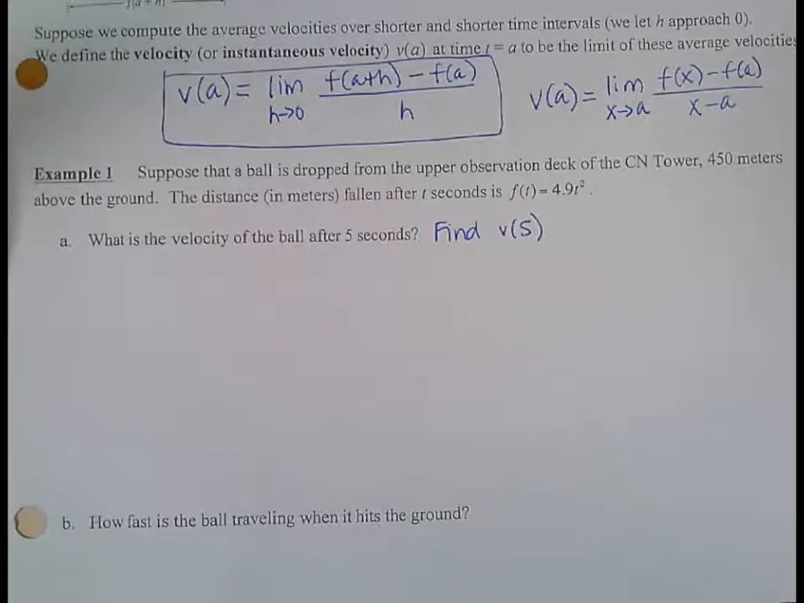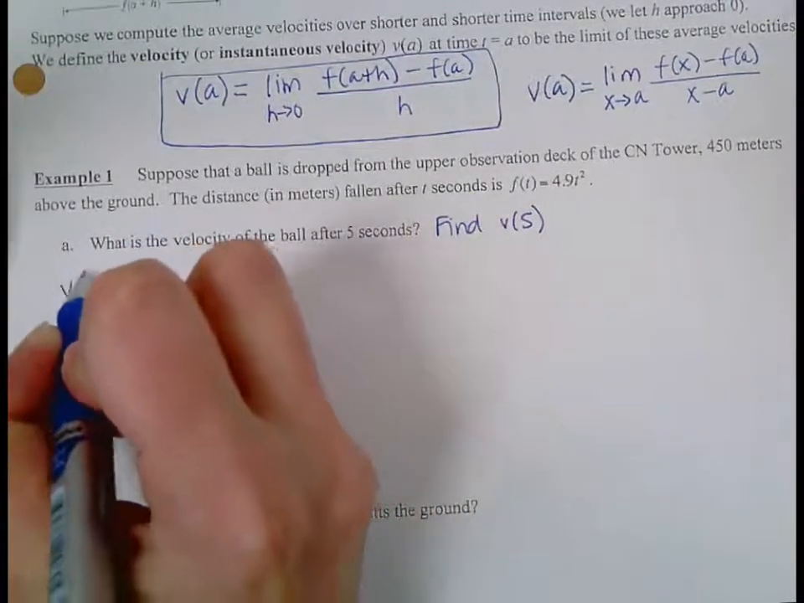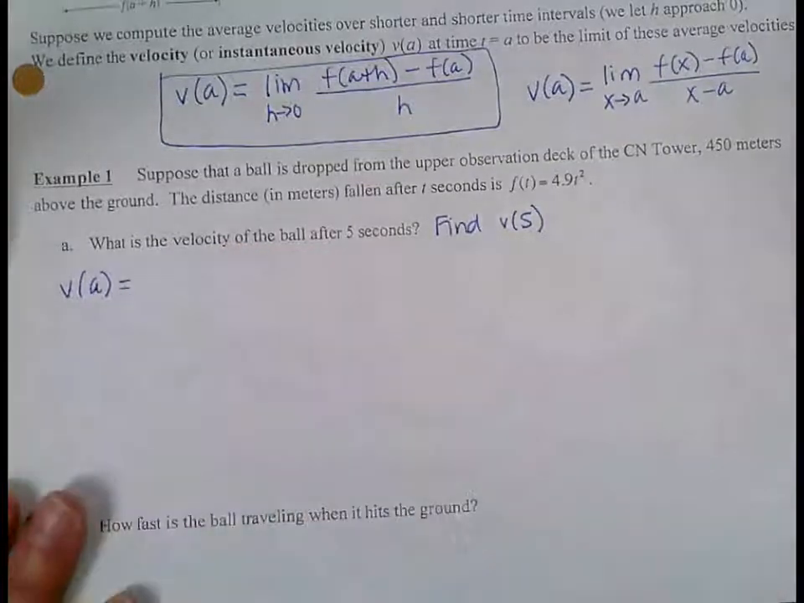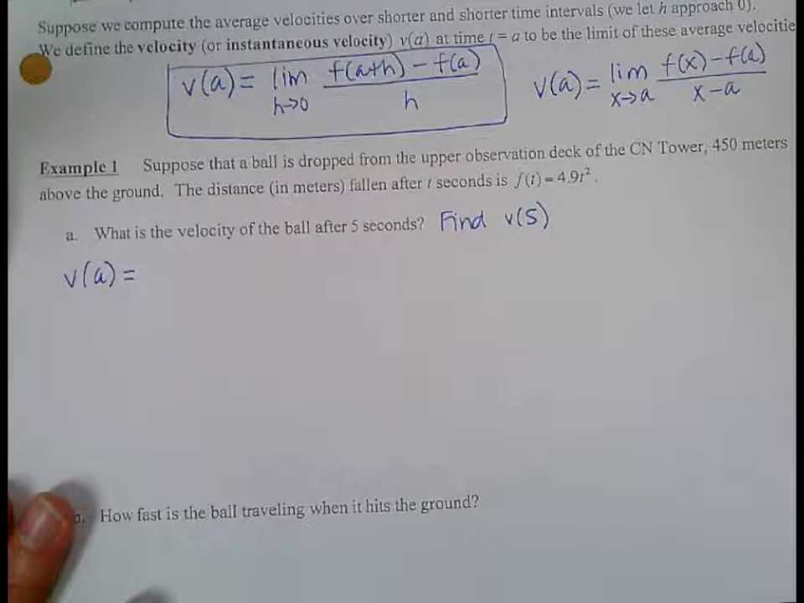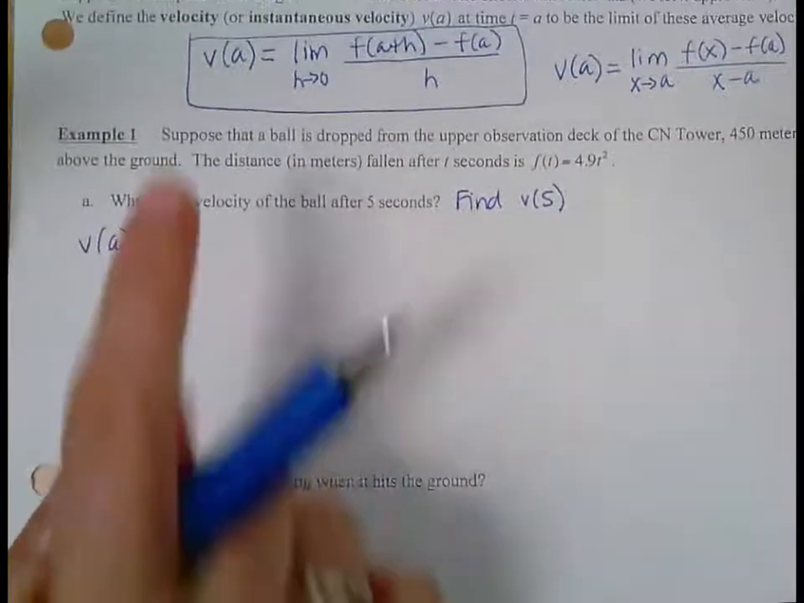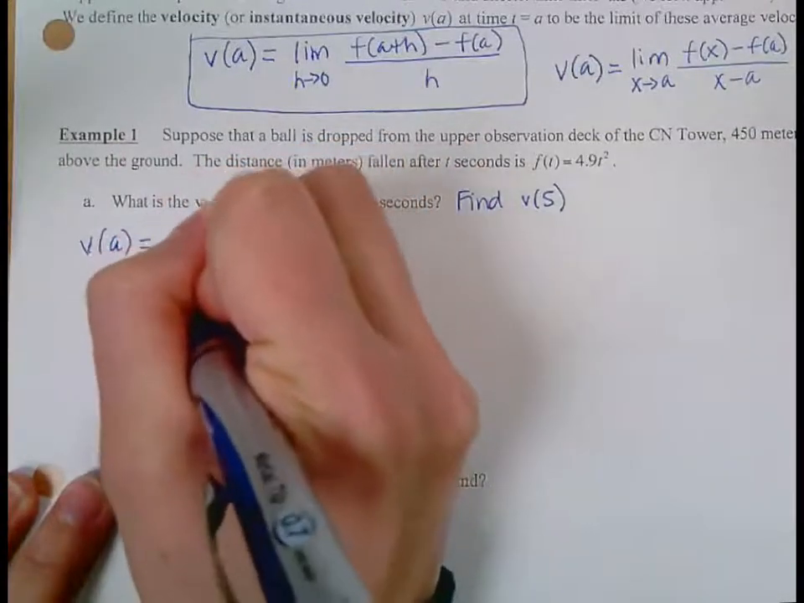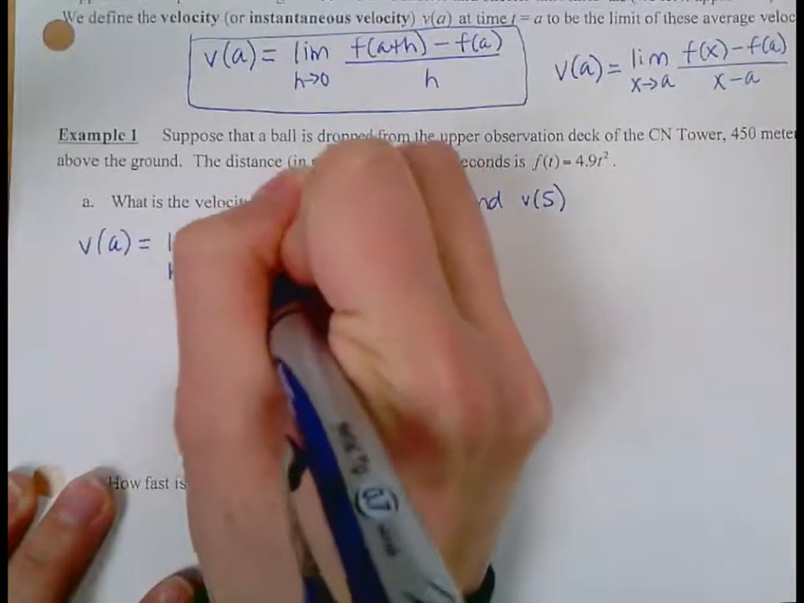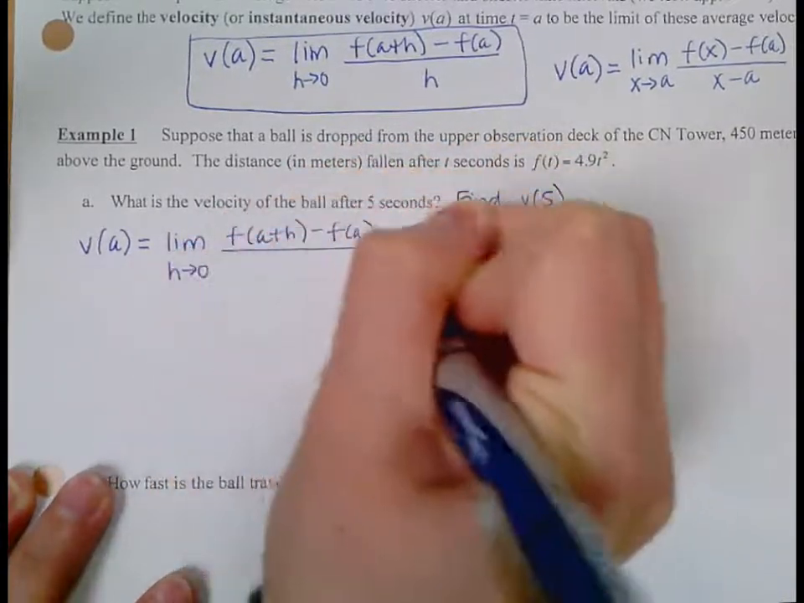However, like I was just stating as I was going through problem 11 from the assignment, I'm actually going to find v of a first. I'm going to find it as a formula and then just substitute 5 in at the end. You don't have to do that. You could substitute the 5 in for a right away. So I'm just showing you an alternate way. And I'm going to use the limit with h. So I know this is going to be the limit as h approaches 0 of f of a plus h minus f of a all over h.